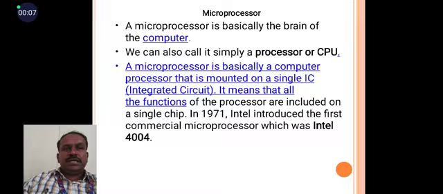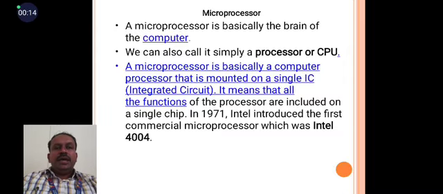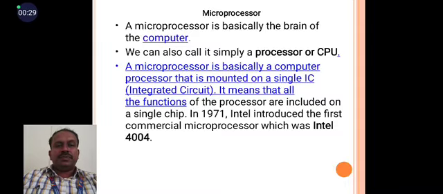So the microprocessor is basically the brain of the computer. We also call it simply a processor or CPU. A microprocessor is a computer processor mounted on a single IC, called an integrated circuit. It means that all the functions of the processor are included in a single chip. In 1971, Intel introduced the first commercial microprocessor, which was the Intel 4004.